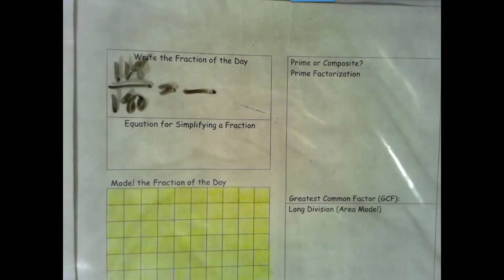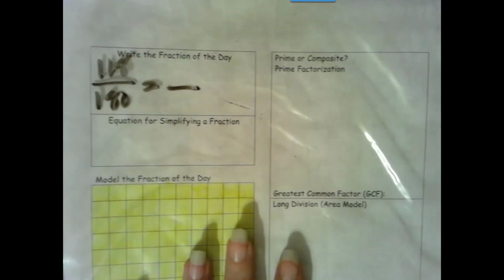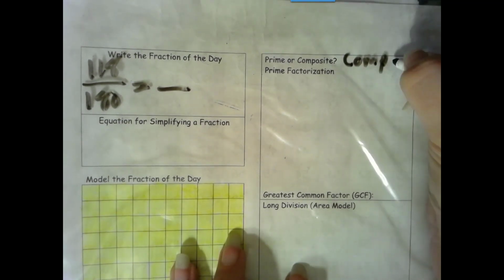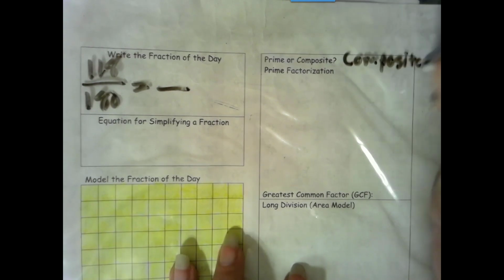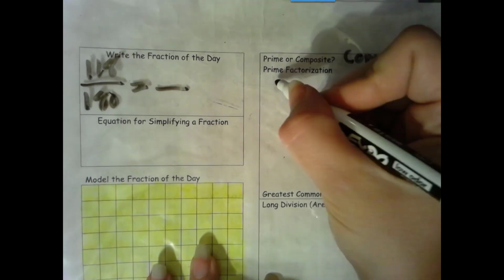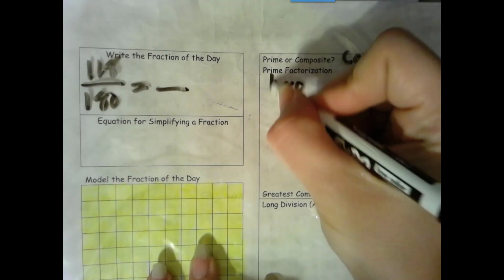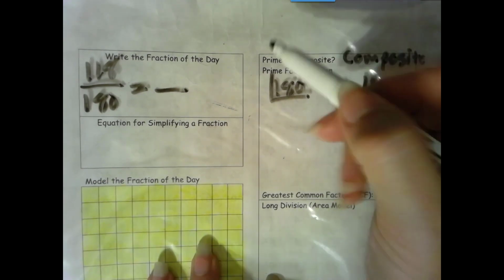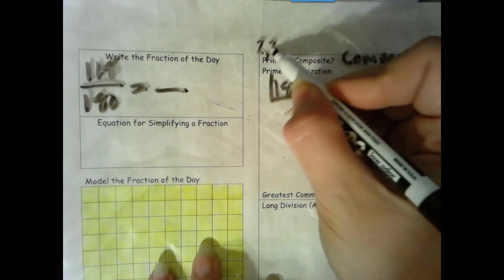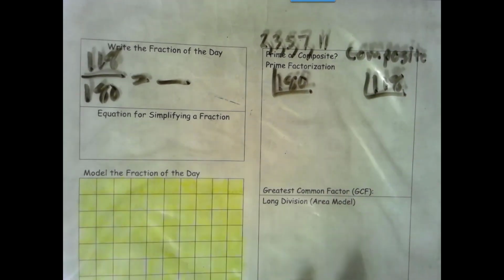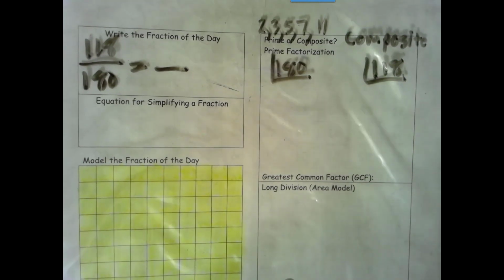Okay, is 118 prime or composite? Well, it is an even number, and the only even number that is prime is the number 2, so it has to be composite. And that's because we already have 3 factors: 1, itself, and 2. So that means we're going to do the prime factorization for both 180 and 118. And just a reminder of our first 5 prime numbers that we use: 2, 3, 5, 7, 11. We can use more, but those are usually the ones we use.